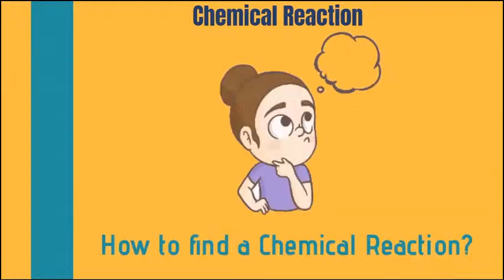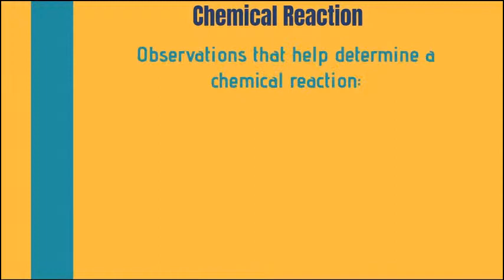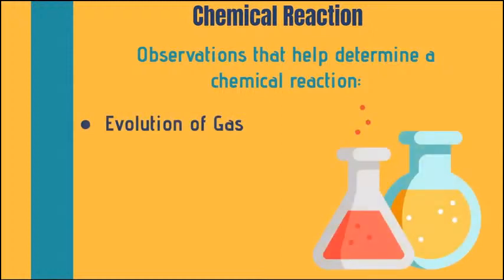Now, as you have defined the chemical reaction, you might be wondering how to find a chemical reaction. Just defining a chemical reaction would be useless without knowing how to find one. So let's see how. The observations that help us determine a chemical reaction are as follows. Number 1, evolution of gas. If you pour some chemical into another chemical and there is evolution of gas, you might say that it is a chemical reaction. It is one of the signs of a chemical reaction.